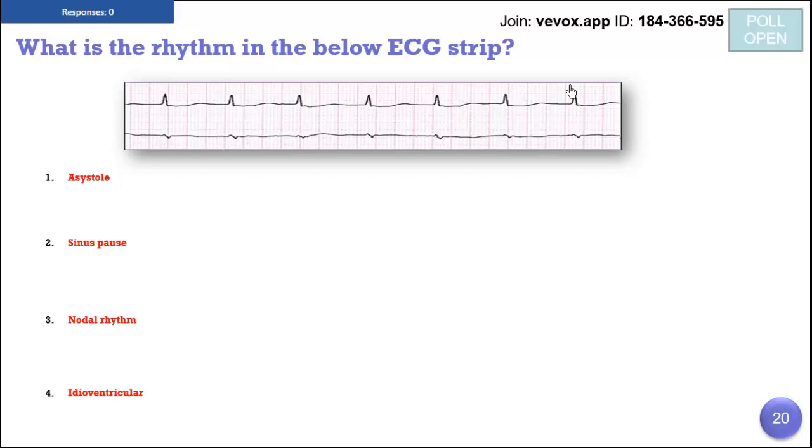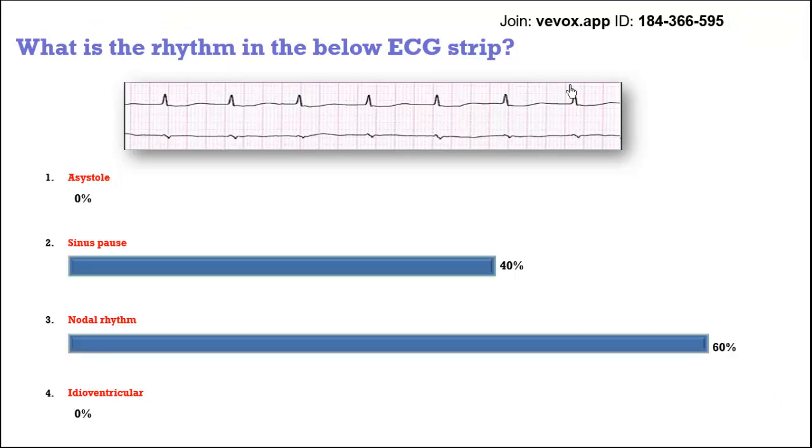So this is not a QRS, so this is not ventricular, it is something from the atrium. Can you see a P wave here? Is it sinus pause, nodal, idioventricular, asystole? Only 3 people participated, guys. Maybe you have a problem in the Vvox or you are afraid to participate. Don't worry, your name will not be shown here. Some people chose sinus pause. As we said before, sinus pause is a flat line for less than 3 seconds, so sinus pause is not correct. The correct answer here is a nodal rhythm.